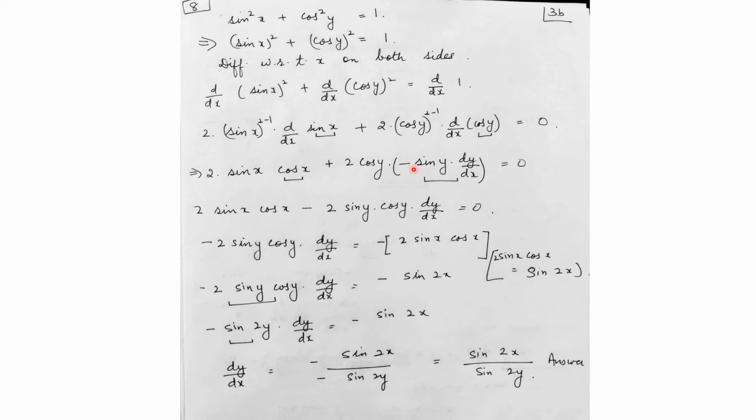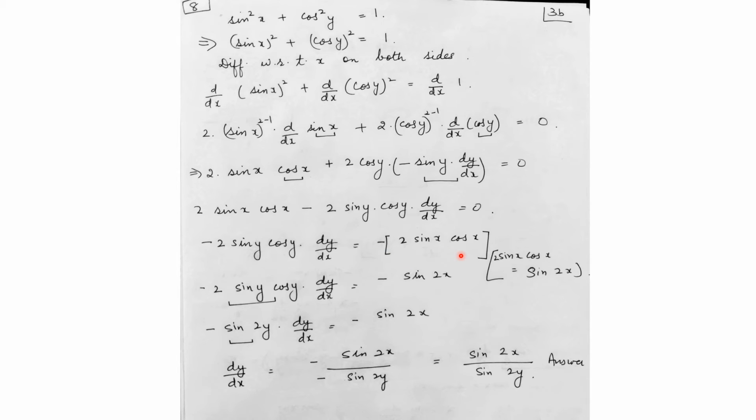Now you please open this bracket, multiply it, you will get 2 sin x cos x as it is, minus. So this minus will come here, you will get 2 sin y cos y dy by dx is equal to 0. Right? Now what you do is, you take 2 sin x cos x towards the other side of the equation, and this portion will remain here. You will get minus 2 sin y cos y into dy by dx is equal to, because this is going towards the other side, it will also become minus, minus 2 sin x cos x.